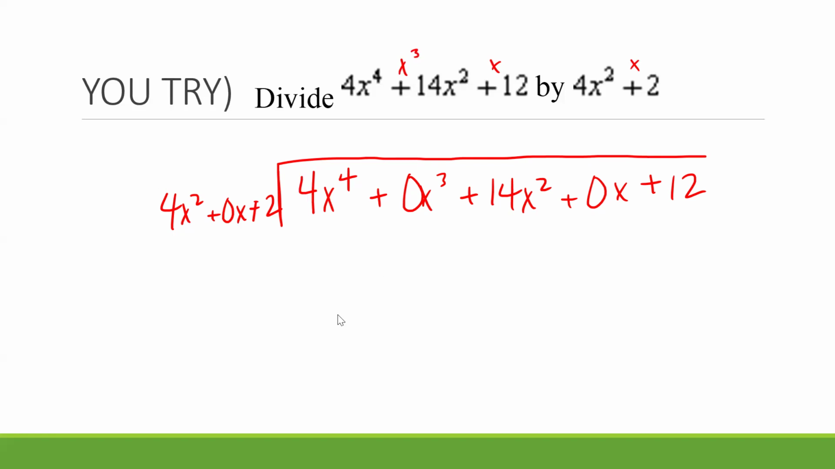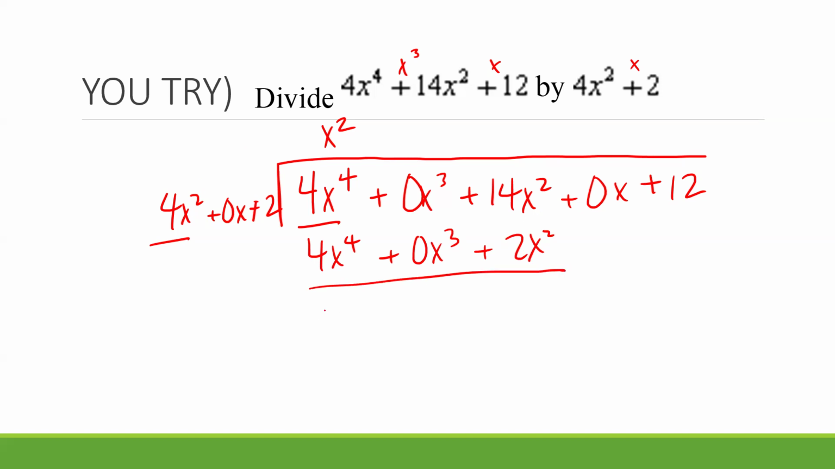All right, so let's see how we did. So step 1 again is divide. 4x to the 4th divided by 4x squared is x squared. Then we're going to multiply. So we have 4x to the 4th plus 0x to the 3rd plus 2x squared. After we multiply, we change and combine. Change, combine, change, combine, change, combine, and we're left with 12x squared. After we subtract, we bring down. So we have plus 0x plus 12.